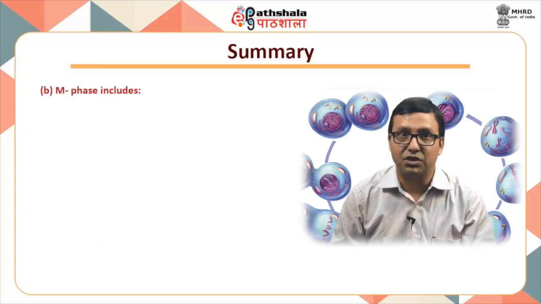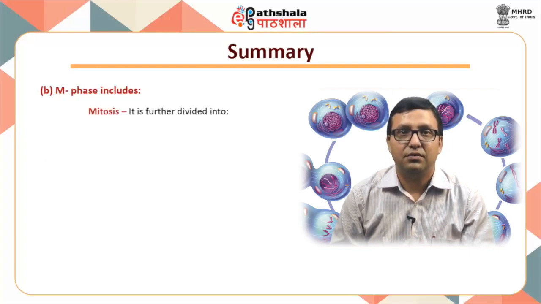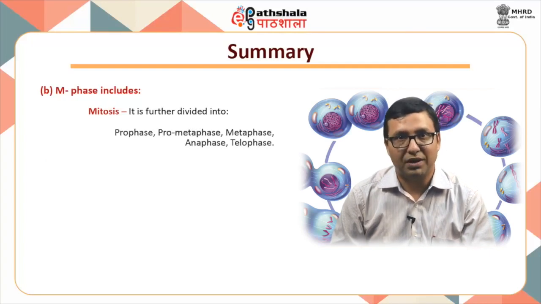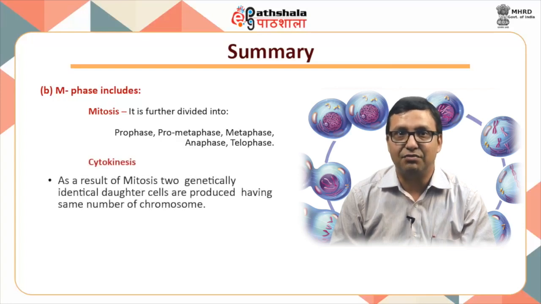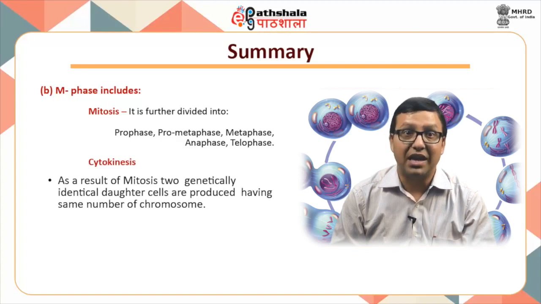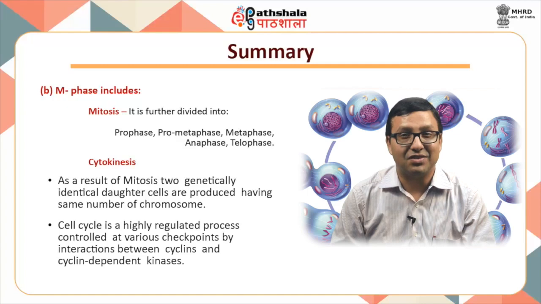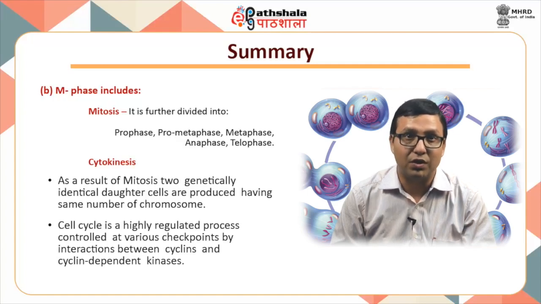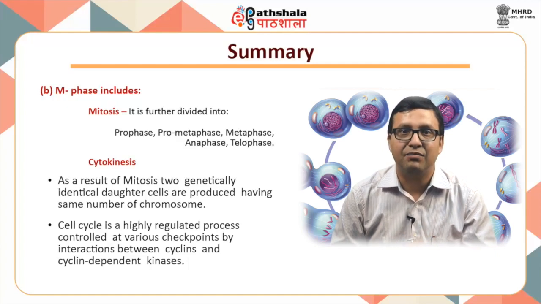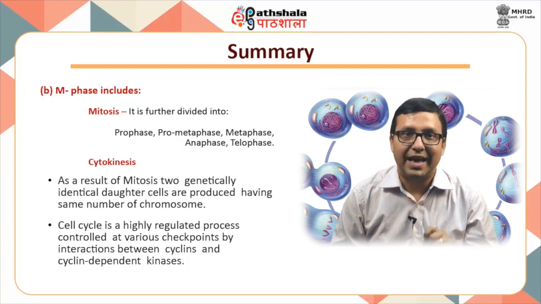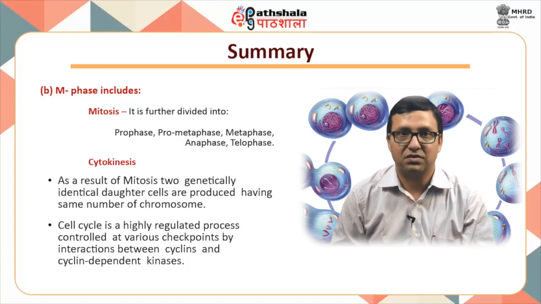The second phase, that is M phase, includes mitosis. It is further divided into five phases: prophase, prometaphase, metaphase, anaphase, and telophase. During mitosis, there is a very important event called cytokinesis. As a result of mitosis, two genetically identical daughter cells are produced having the same number of chromosomes. The cell cycle is a highly regulated process controlled at various checkpoints by interaction between cyclin and cyclin-dependent kinases.